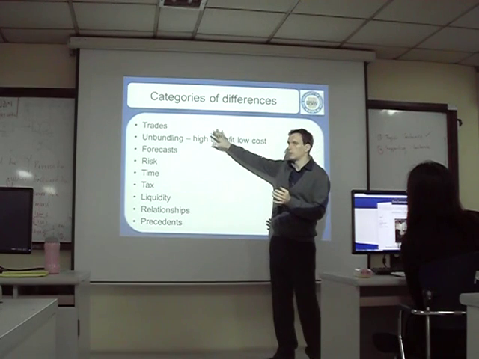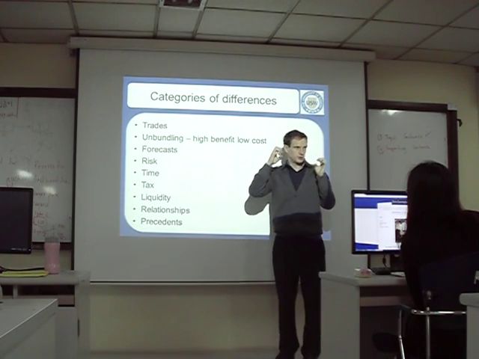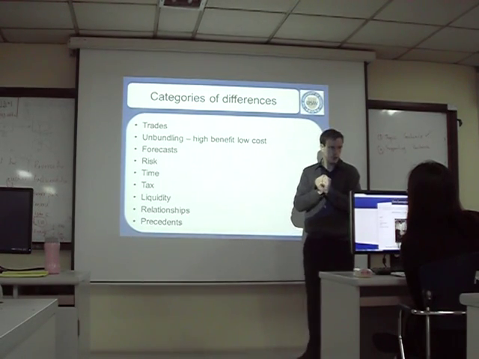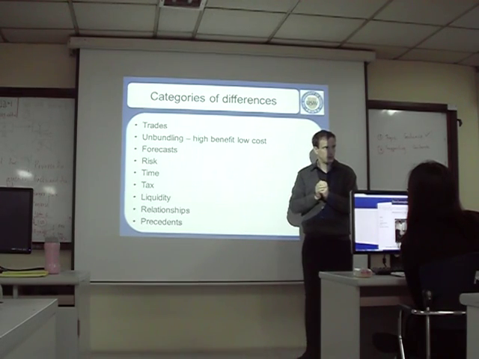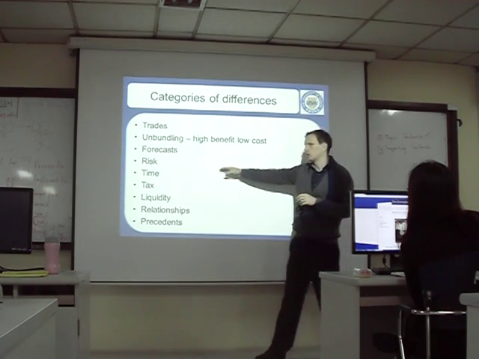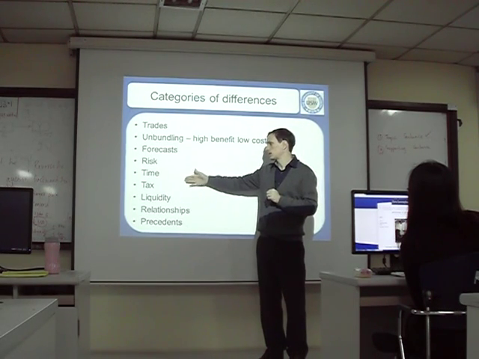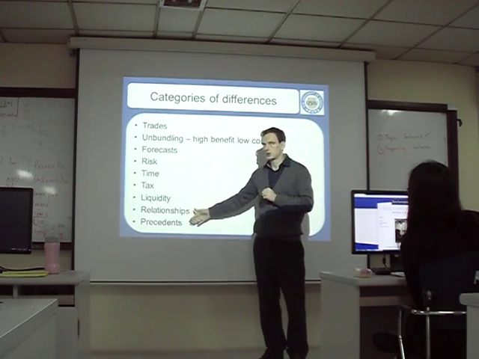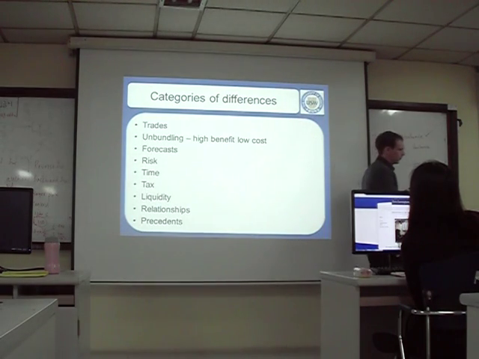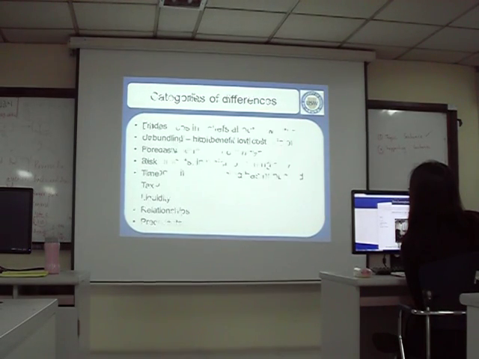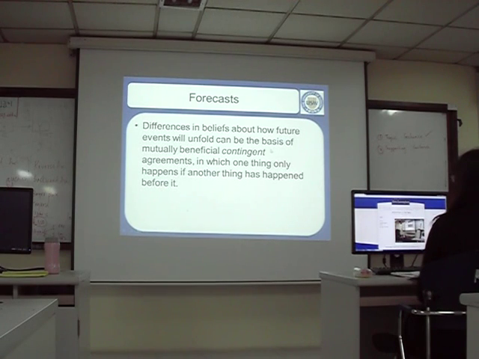So we're not going to talk about these two differences today. They're the simpler types of differences that we already studied last time, okay? What we're going to look at are these ones: forecasts, risk, time, tax, liquidity, relationships, precedence. There are different differences. So let's start with forecasts.